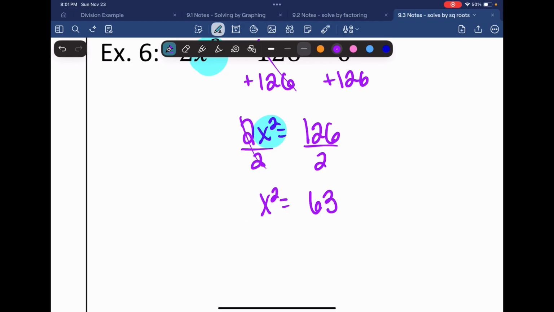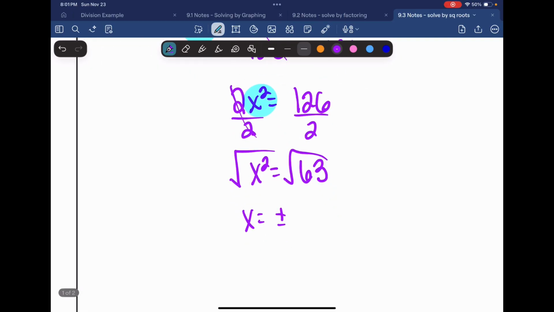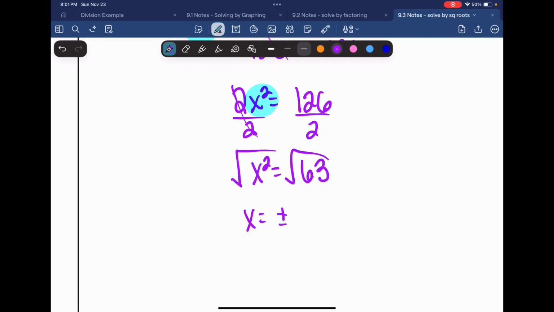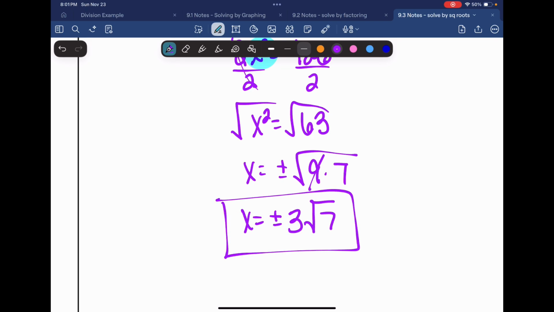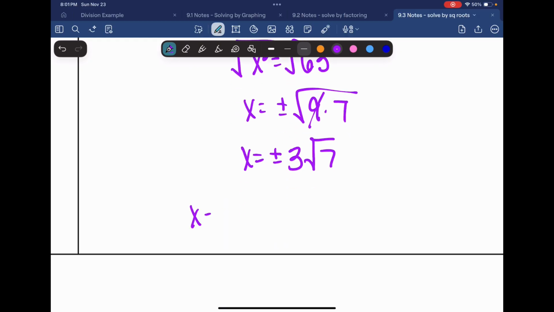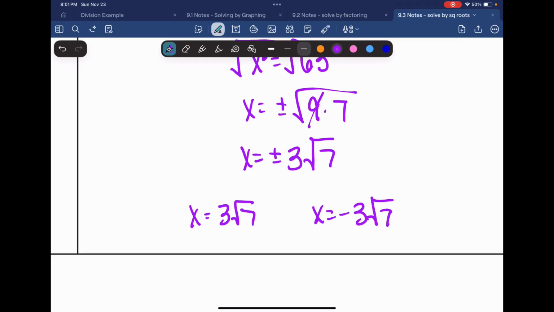Take the square root of both sides now that your square is isolated. 63 is not a square, so we've got to think of the largest possible square that goes into 63, and that is 9, and it's 9 times 7. So the square root of 9 is 3, and the 7 stays underneath, which means you have an answer of positive 3 root 7. I hate when it looks unneat. And negative 3 root 7.